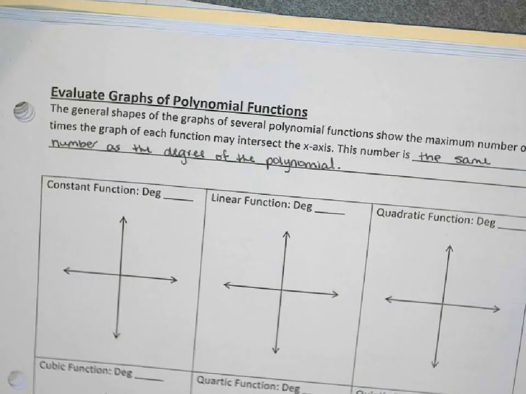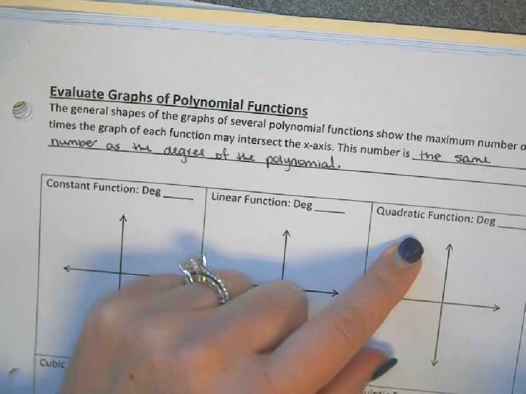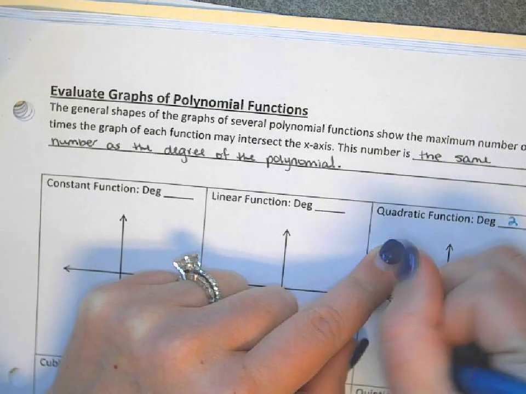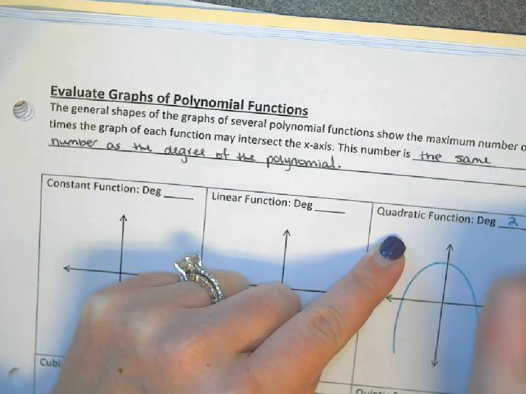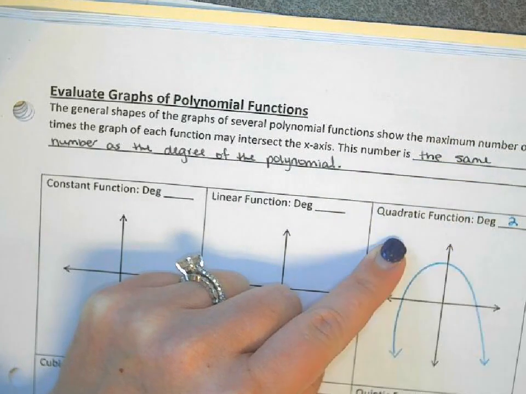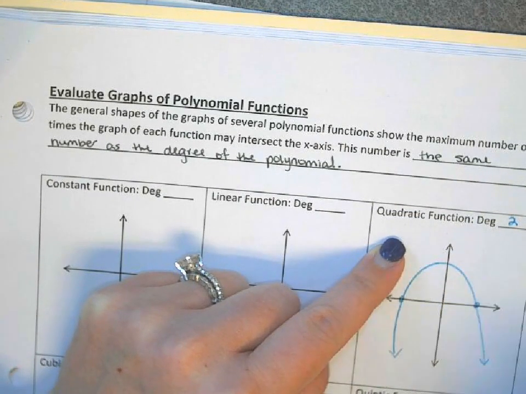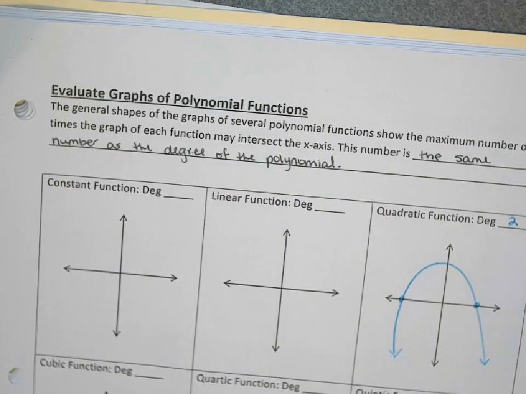So what this is saying is if your polynomial has a degree of 2, it can only hit the x-axis twice. Well, a quadratic function has a degree of 2. And you guys know this because when you did the graphs, remember they were parabolas like this? And the max number of times it can hit the x-axis is 2. So that's what it looks like.